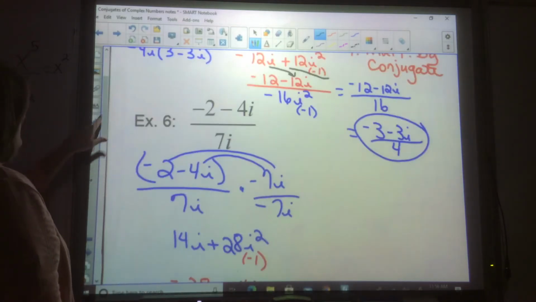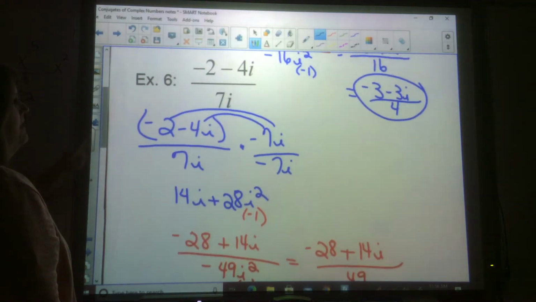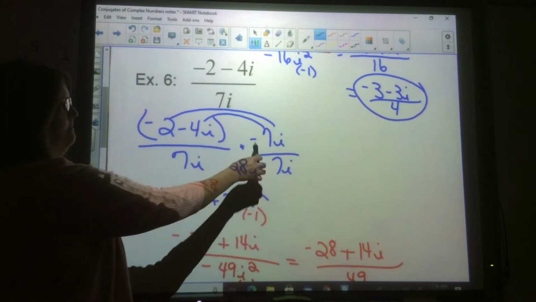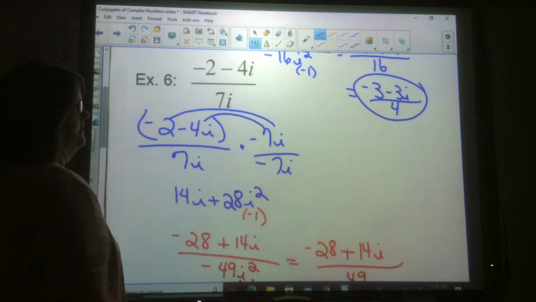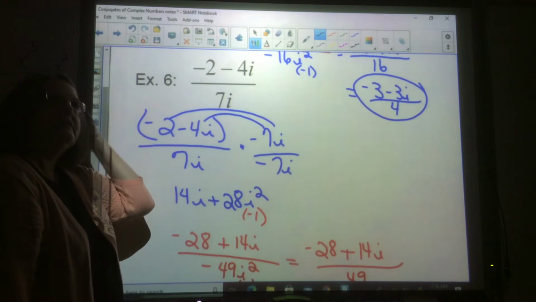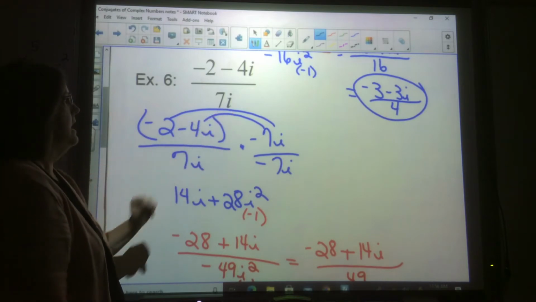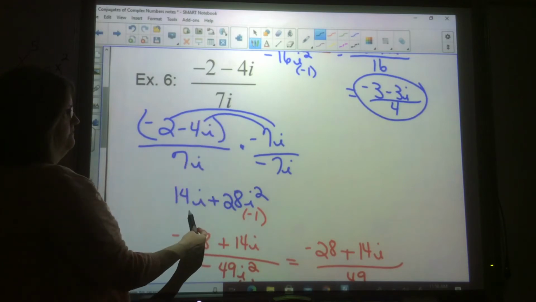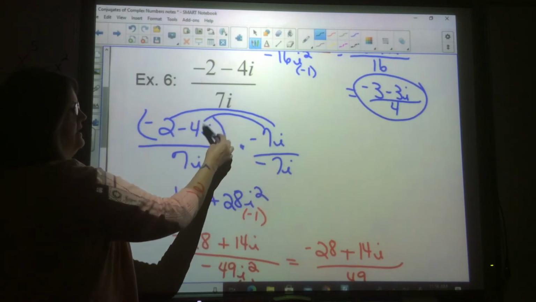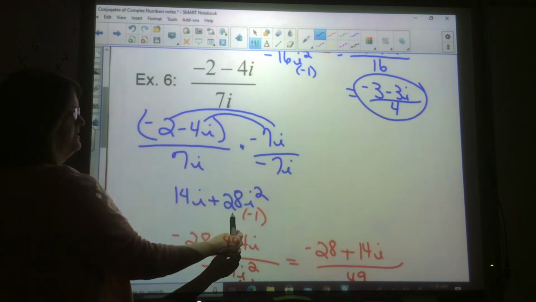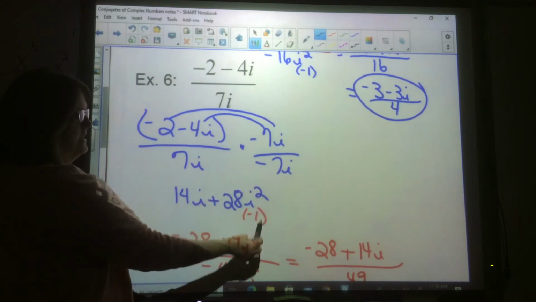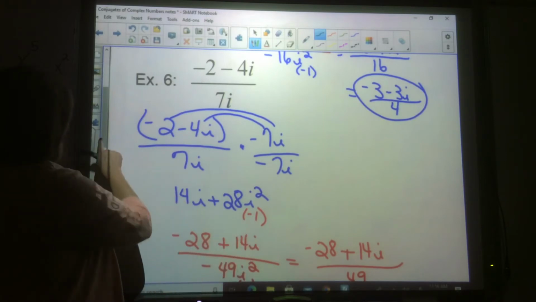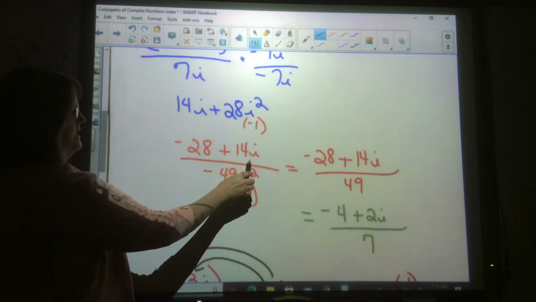Okay. Here's another example. We've got 2 minus 4i over 7i. So I'm going to multiply by negative 7i over negative 7i. That is the conjugate of 7i. So my numerator, negative 7i times 2 is negative 14i... negative 7 times negative 2 is positive 14i. Negative 7i times negative 4i is positive 28i squared. The i squared becomes negative 1, making this negative 28. And then I have negative 28 plus 14i here.